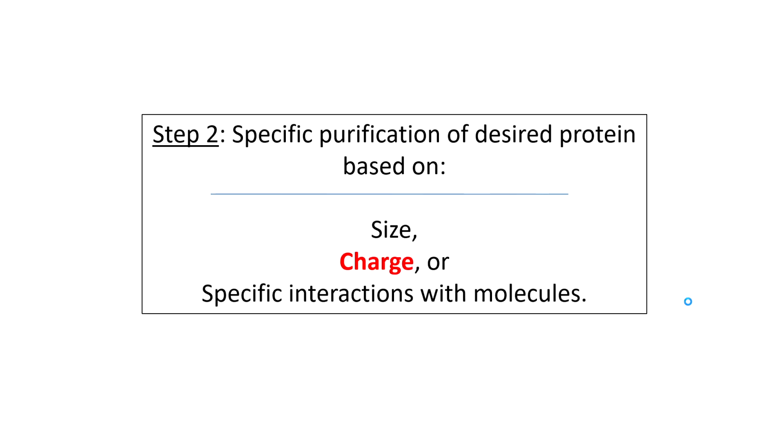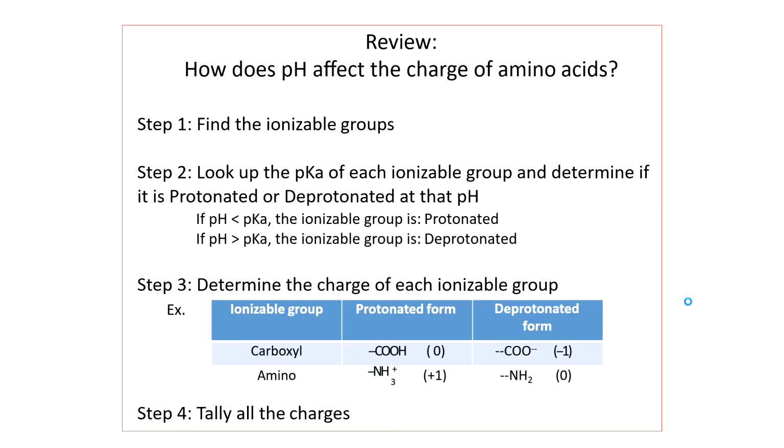Let's look at a column chromatography method that separates proteins based on charge. Remind yourself that the pH of the surrounding environment will affect the charge of an amino acid. So what you first have to do is find the ionizable groups, look up the pKa of each ionizable group for each residue, and determine if it's protonated or deprotonated at a particular pH. If pH is lower than the pKa of that group, then it will hang on to its proton.